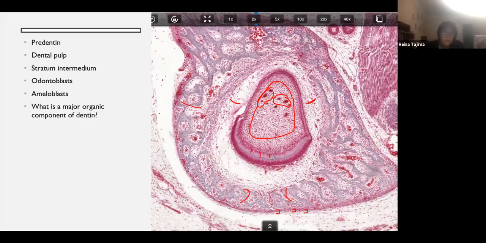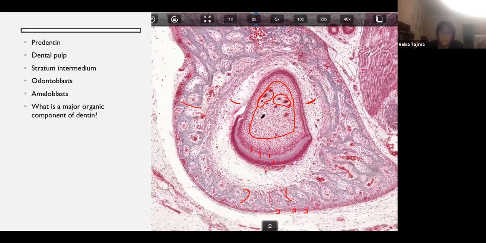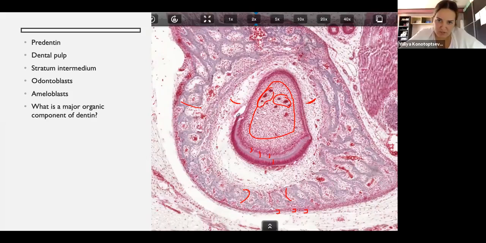Odontoblasts. Which cells are here? Ameloblasts. Where did ameloblasts come from? The inner enamel epithelium. Very good. So you can imagine that somewhere here is which structure?